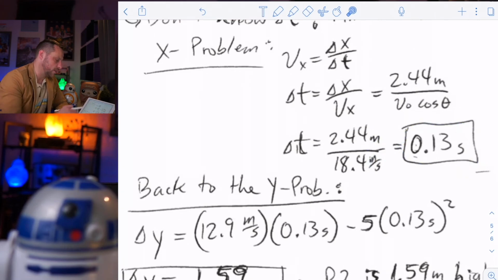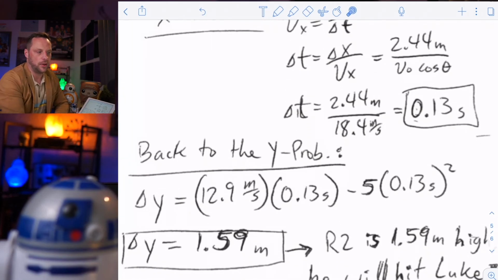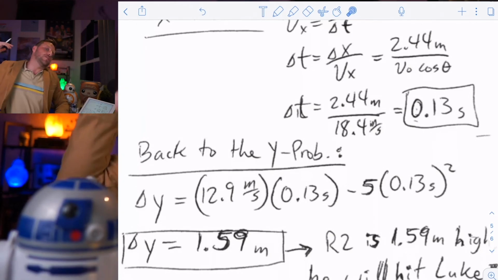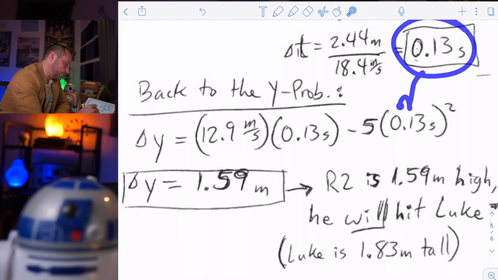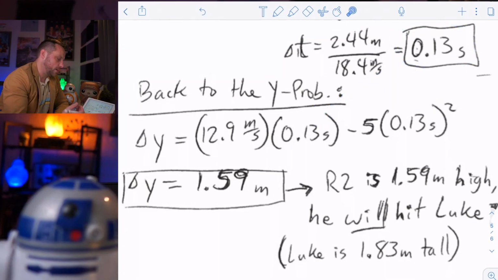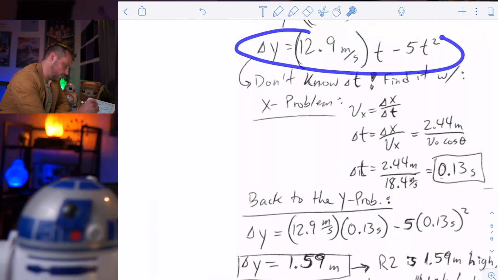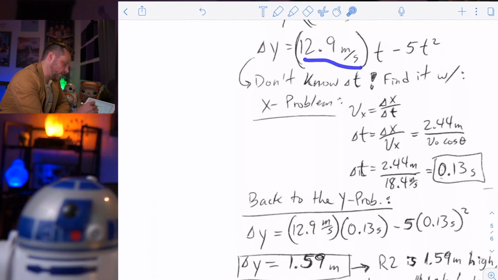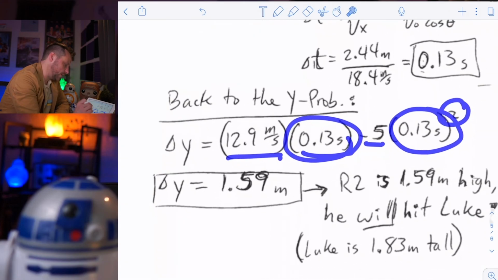0.13 seconds. So it's only been 0.13 seconds. It happens pretty quick. Could you react in a 1/10 of a second or 13/100ths of a second to dodge R2-D2? I don't know. Now take that back to the y problem, and we'll plug that in every time we had a t. So let me zoom out a little bit, so we can still see my y problem where I left it off. And I needed 12.9 meters per second times t minus 5 times t squared. So here's my 12.9 meters per second times t, minus 5 times t squared. Doing your math, okay, here's how the math goes.